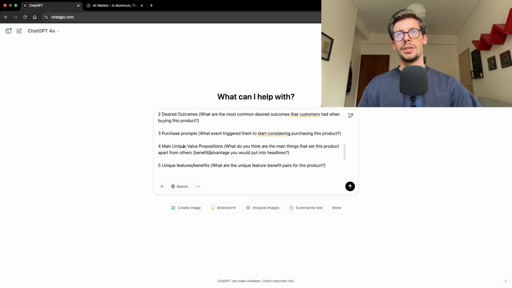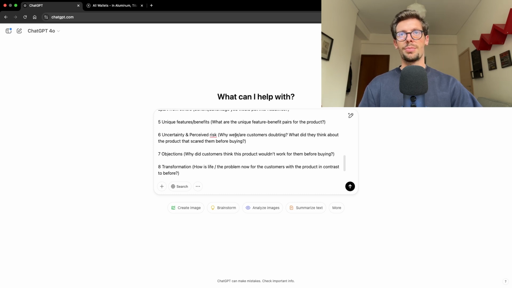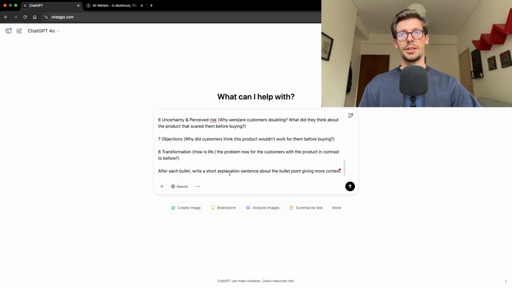Number 4, main unique value propositions. What do you think are the main things that set this product apart from others? Benefits, advantages you would put into headlines. And then number 5, unique features and benefits. What are the unique feature benefit pairs of the product? Number 6, uncertainty and perceived risk. Why are customers doubting? What did they think about the product that scared them before buying? Objections. Number 7, why did customers think the product wouldn't work for them before buying? And then transformation. Number 8, how is life for the customers now with the product in contrast to before? After each bullet, write a short explanation sentence about the bullet, giving more context.